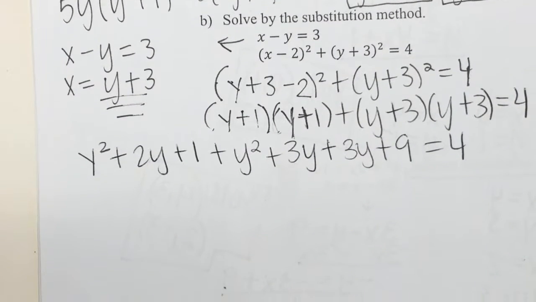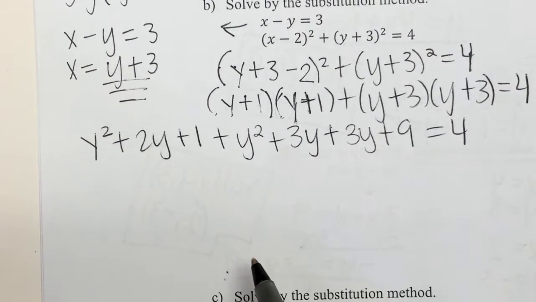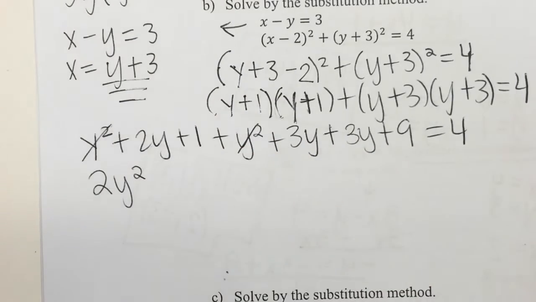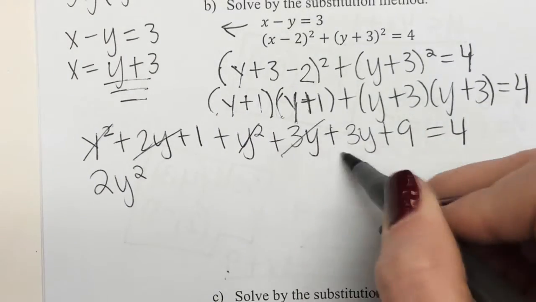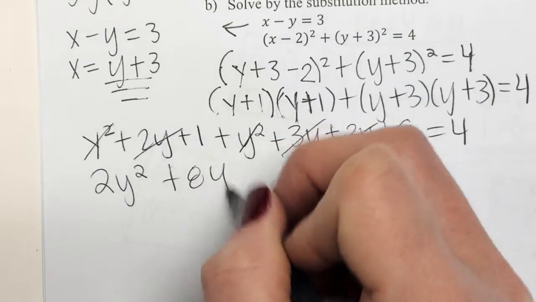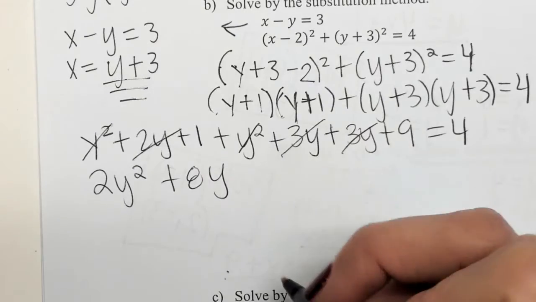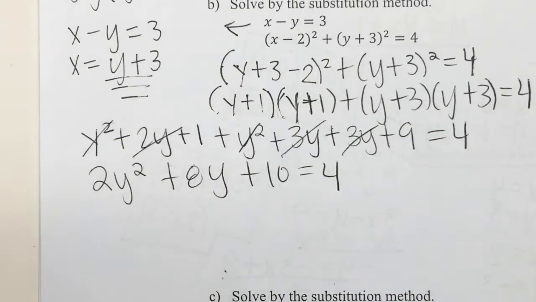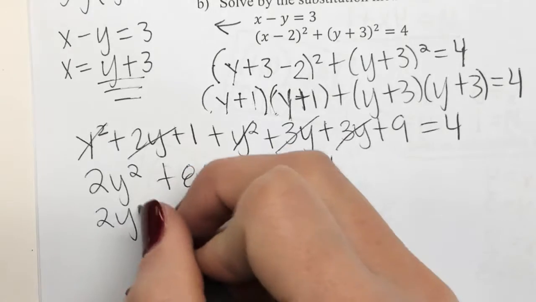Alright, Alyssa, if I combine like terms, what am I going to have? The first one in order? Good. Combine these. That's 2y squared. Alright, Kate, if I combine all my y's, that's going to give me what? 8y. Very good. Kai, if I combine my constants on this side, I'll have what? Very good. Now what? Subtract what? Very good.